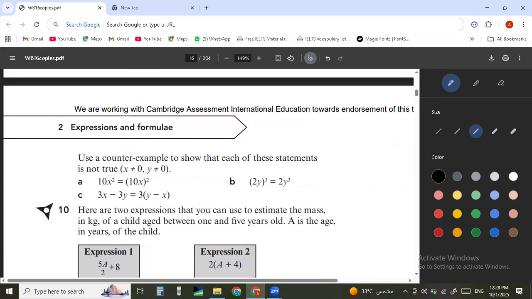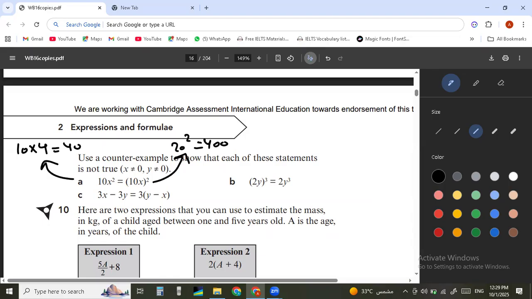Here they want to use counterexamples to show that these are also not true. So I'm going to replace X and write, for example, let's say anything that you want, 2. Let's assume that X is 2. So in A, X is 2. Let's do it. So it's 10 multiplied by 2 squared, which is 4, so 40. While the other one over here, 10 times 2 is 20, squared is 400. So now I used the counterexample, which is substituting for X with 2. It showed that these are not equal.